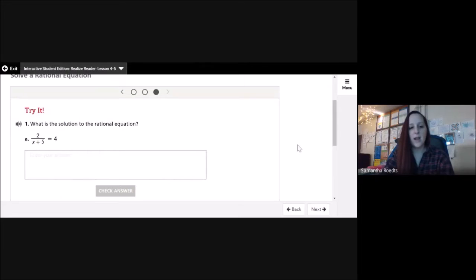All right, let's go ahead and try out the rational expressions. I want to solve them. So for A, I have 2 over x plus 5 equals 4. I'm going to multiply both sides by x plus 5. When I do that, I get 2 equals 4x plus 20. I'm going to subtract 20 from both sides, so I get -18 equals 4x. Then I'm going to divide both sides by 4. That gives me -9/2 equals x.